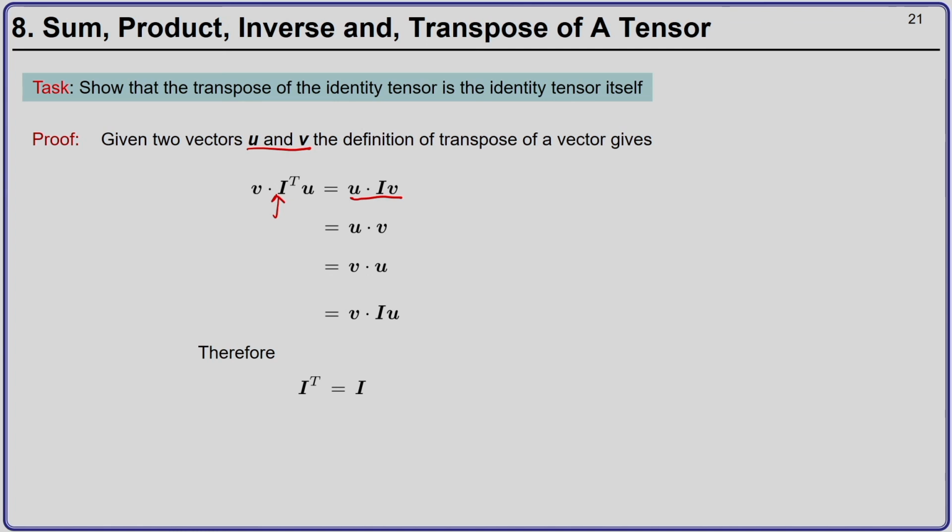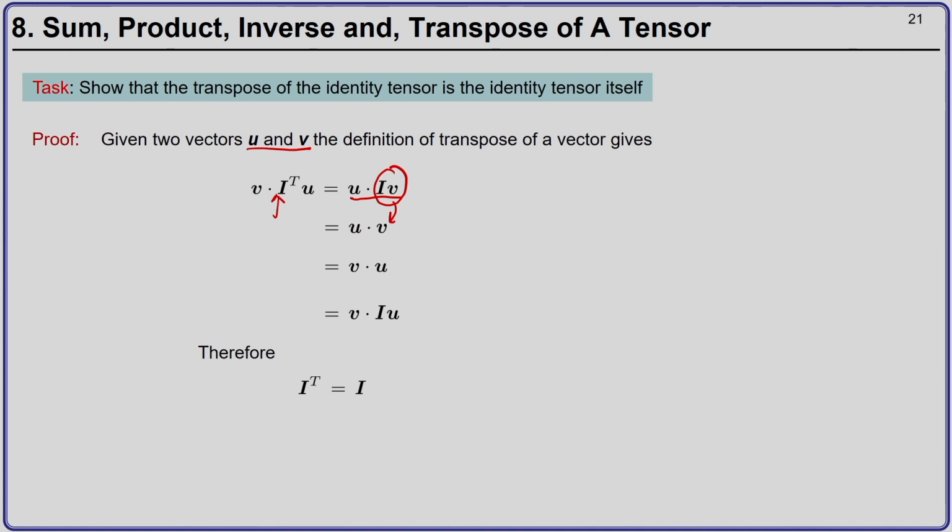Now, using the definition of identity tensor, I can simplify I v. The identity tensor is a tensor which maps a vector to itself. So, I v will be the same as v. So, now you have u dot v.